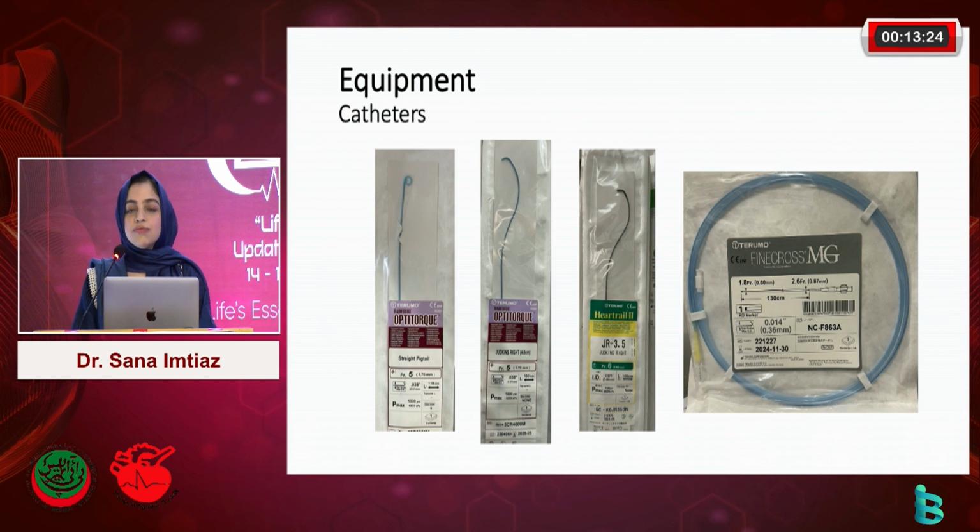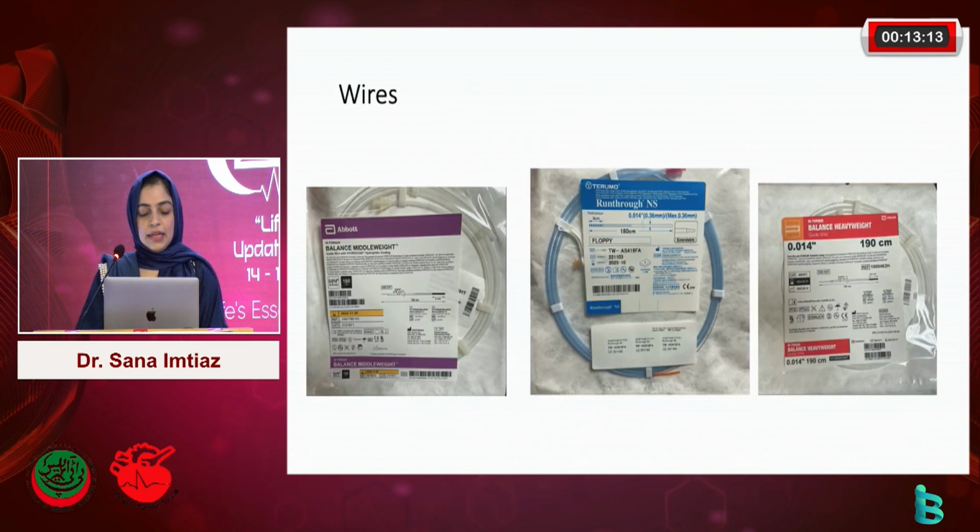These are a few catheters we use during ductal stenting. Microcatheters are lifesavers and they help in crossing the constriction point and better parking of guide wires. These are 014 angioplasty wires we use in the procedure.